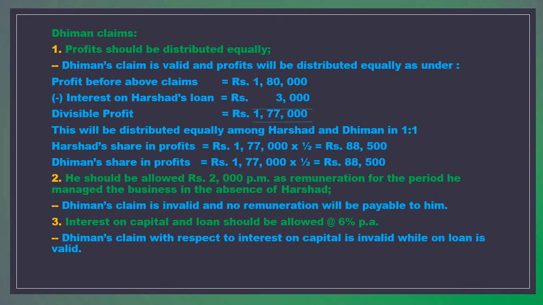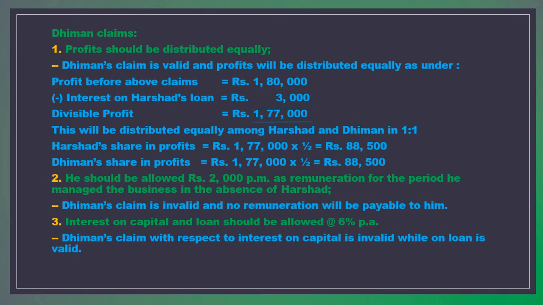Next, he should be allowed rupees 2,000 per month as remuneration for the period he managed the business in the absence of Harshad. In this case again, in the absence of partnership deed, provisions of Indian Partnership Act 1932 will be applicable. Accordingly, no remuneration is allowed to any partner. Therefore, Dhiman's claim is invalid and no remuneration will be payable to him.